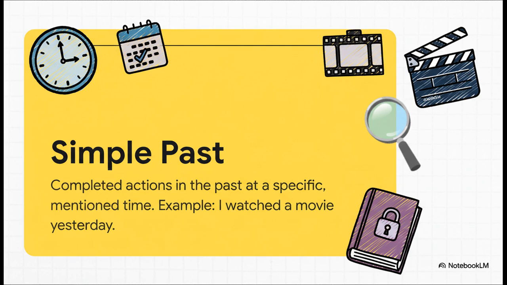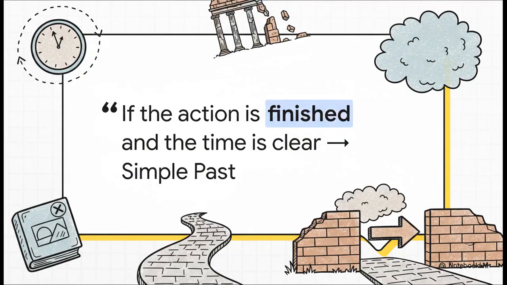It's for any action that is completely done, finished, over. And it usually happened at a specific finished time. I watched a movie yesterday. Yesterday's over. The movie is over. It's a closed book. And that right there is the key feature. The action is finished and the time is finished. There is no bridge to the present like we saw with the present perfect. This is all firmly in the rearview mirror.